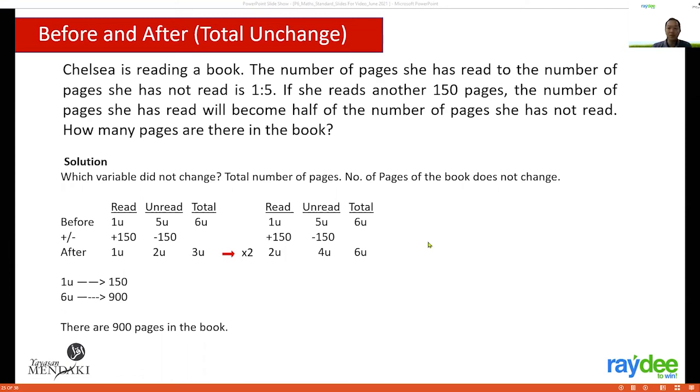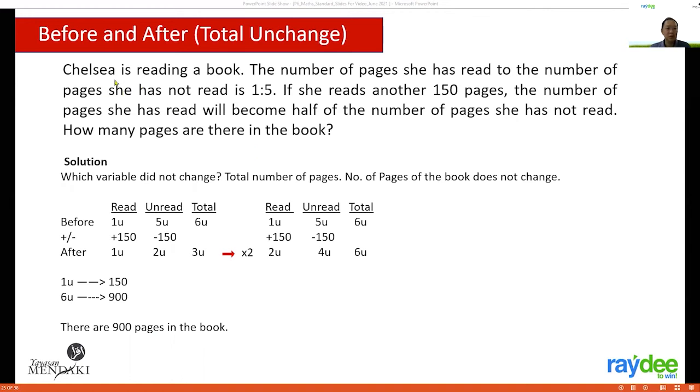So in this example, I use the book, because in the book, there are some pages that Chelsea has read, and obviously, if you read some pages, there will be some pages that are not read. So it does not matter how many pages you have read, because when you add the number of pages you have not read and the number of pages you have read, the total number of pages in the book will remain the same. Okay, right? So that is what this is about.